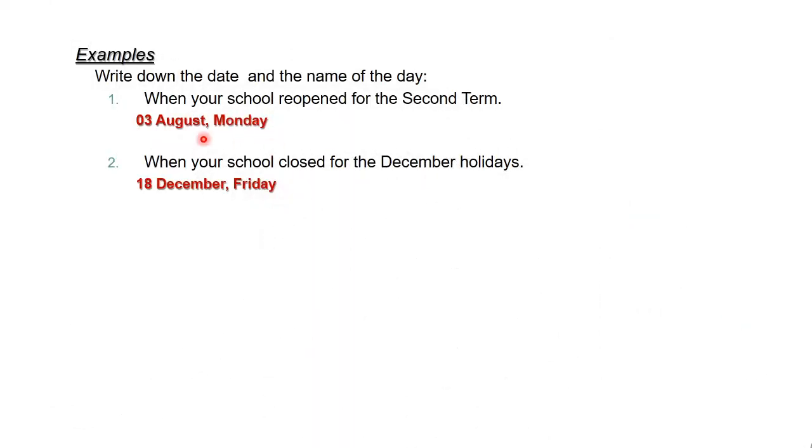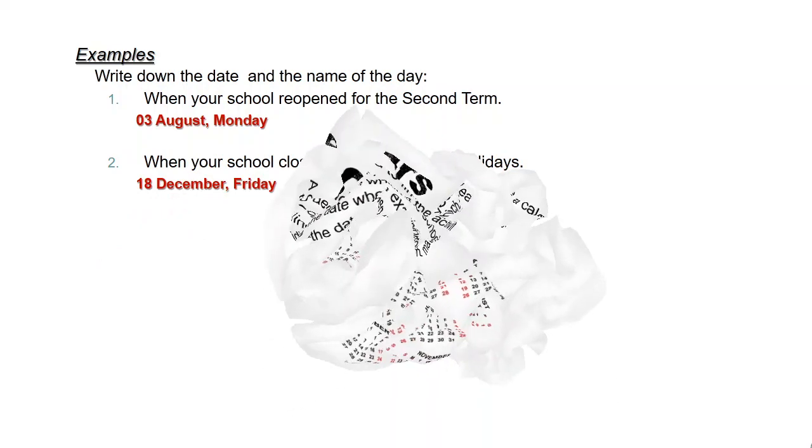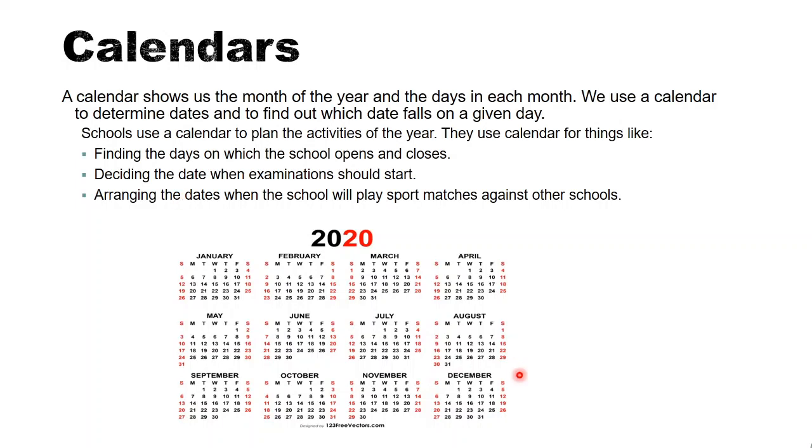Then number 2 says when your school closed. When your school will be closed for the December holiday, that will be on 18 December. If you just go back to our calendar, this December, then what's 18? It's here. That will be on Friday.